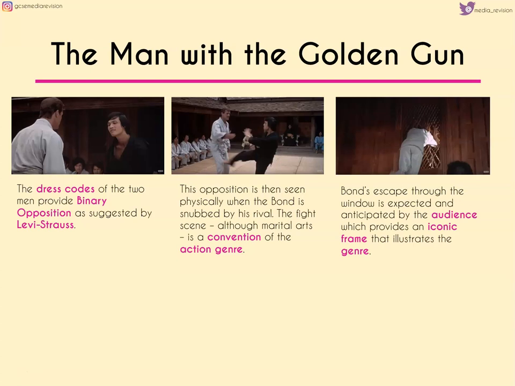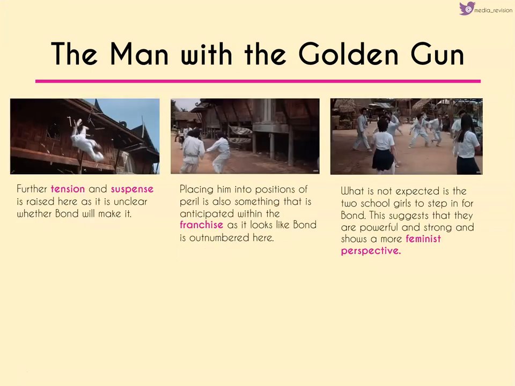And this is further reinforced when we see Bond get snubbed by that rival fighter. Now the fight scene is a convention of the action genre, even though it's happening in a martial arts style here. And something else that we would expect to see, and that we did see in the Spectre trailer, is Bond diving through the window. So this provides an iconic image that really illustrates the genre and raises tension and suspense because we don't know whether Bond is going to make it.